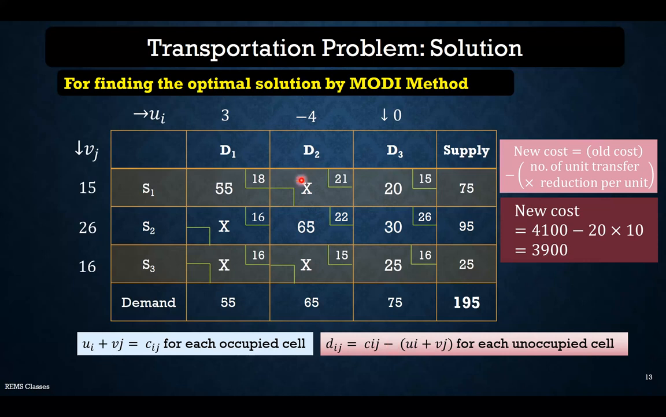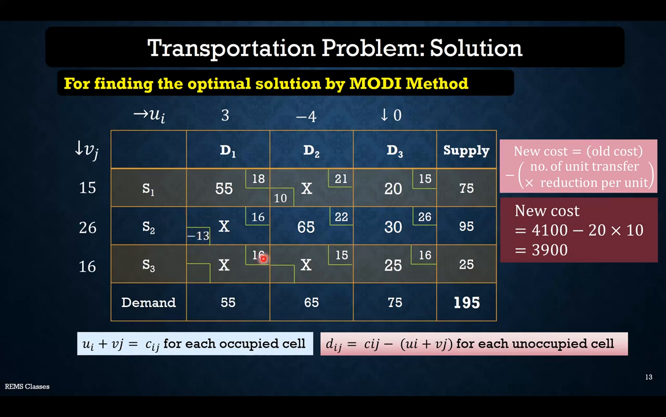So the value of Cij is 21. For this cell, Dij will be equal to 21 minus the sum of these two, the sum of 15 and minus 4, which is 11. 21 minus 11 will be 10. So this is 10. Again, we have 16, and the sum of these two is 29. So 16 minus 29 is minus 13.